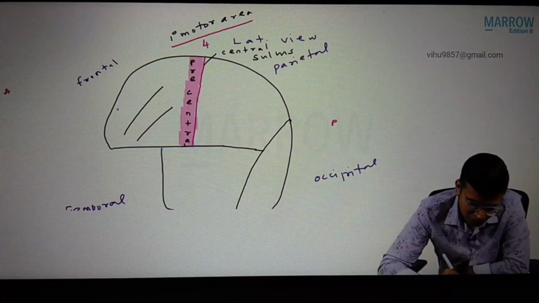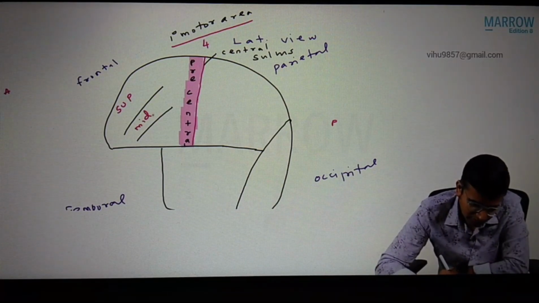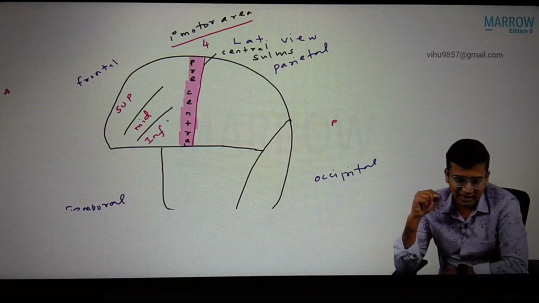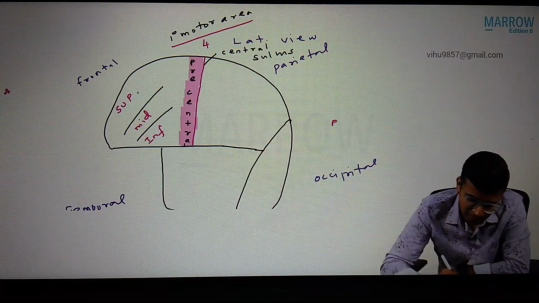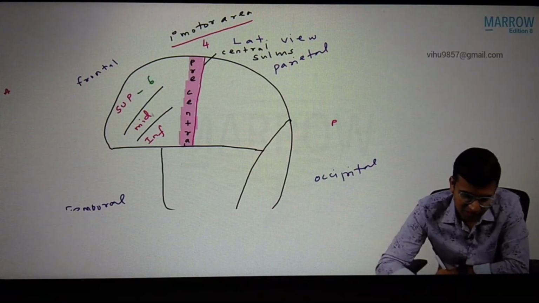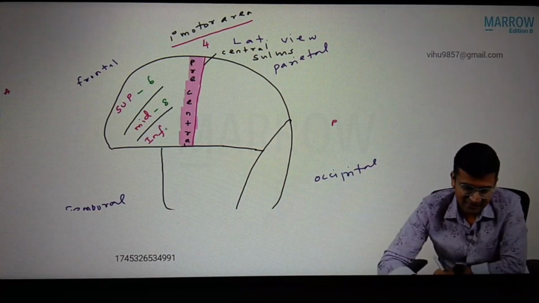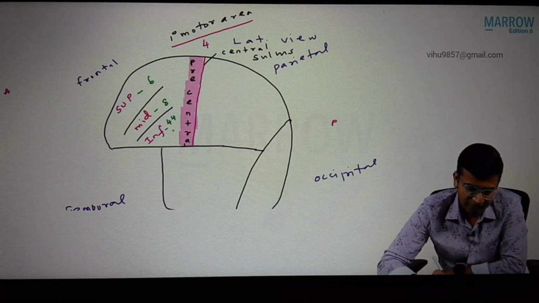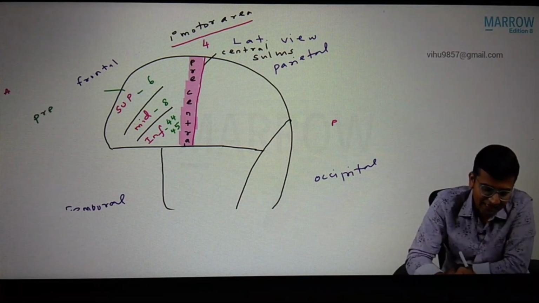Now this is superior frontal gyrus, this is middle frontal gyrus, and this is inferior frontal gyrus. Superior frontal gyrus, area number 6. Middle frontal gyrus, area number 8. Inferior frontal gyrus, area number 44, 45. Superior frontal gyrus, that is the premotor area.